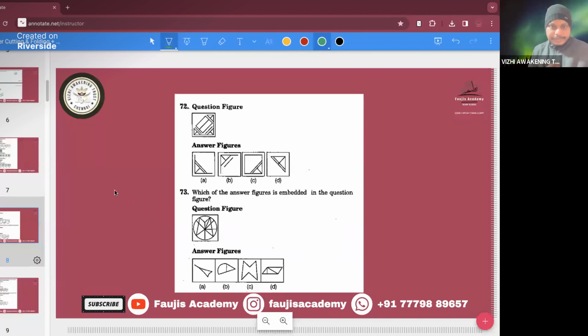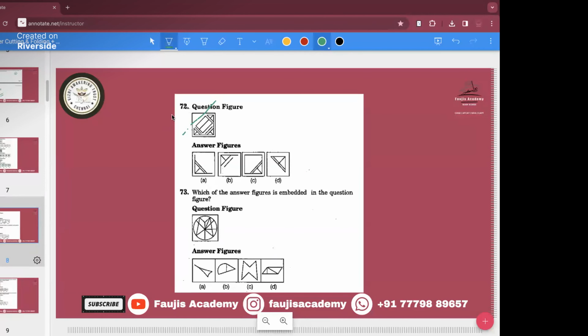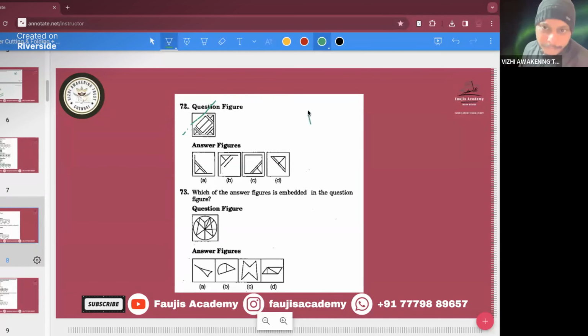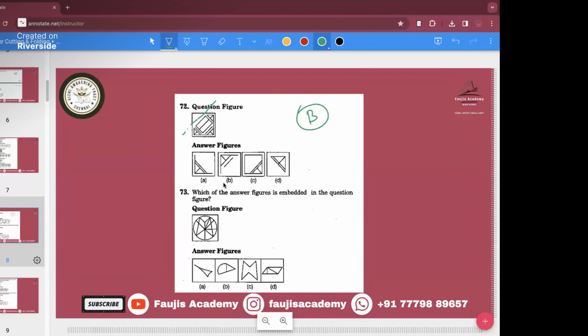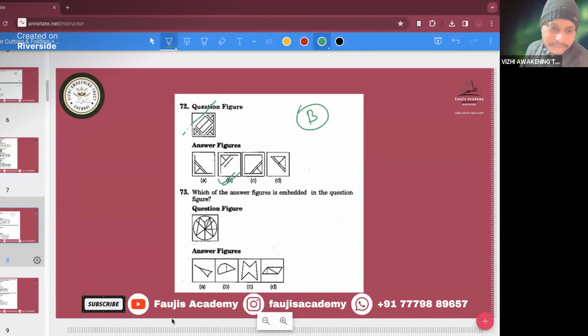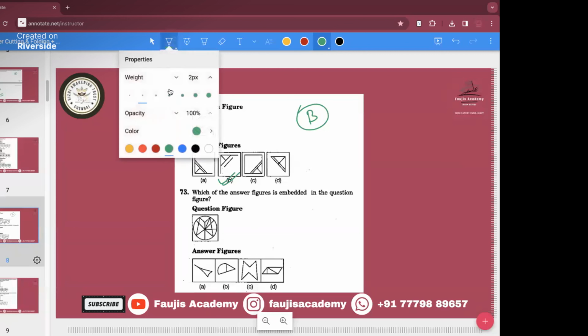Guys, you have to find out what we'll have here at this position. Option B. Yes, that's correct. Anybody? Any doubt, guys? Are you guys enjoying it?